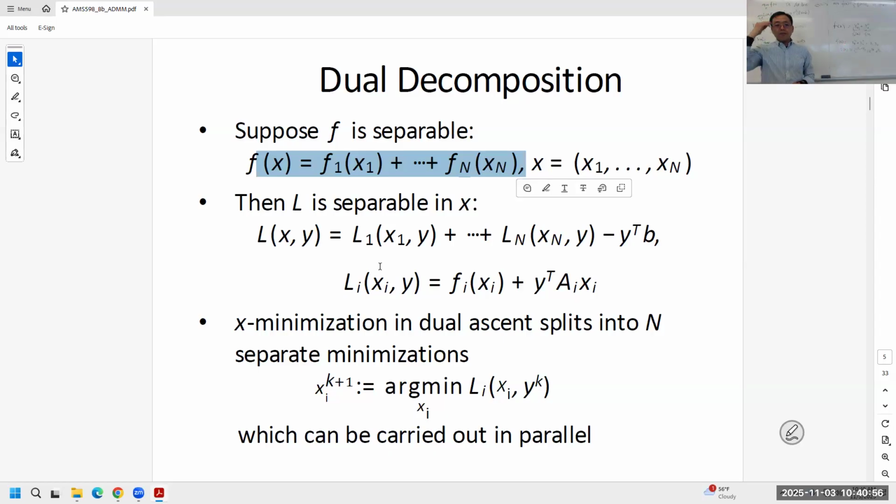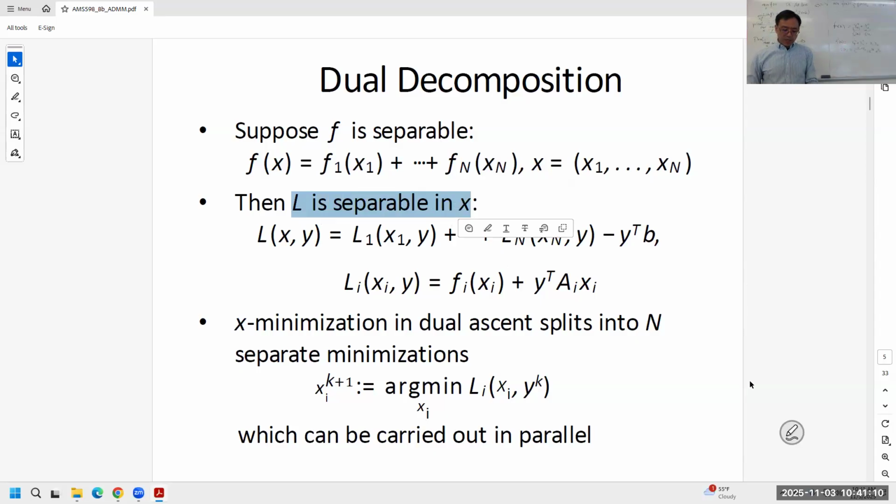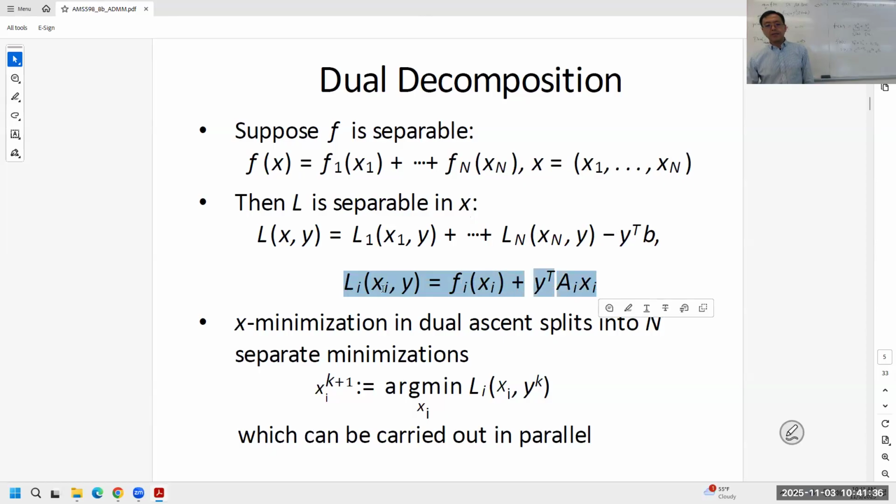If the f function is separable, then the Lagrangian function is also separable. We can separate our Lagrangian function into L(x, y) equal to the sum of L_i(x_i, y), up to n, minus y transpose b. So L_i(x_i, y) is just equal to f_i(x_i) plus y transpose a_i x_i.